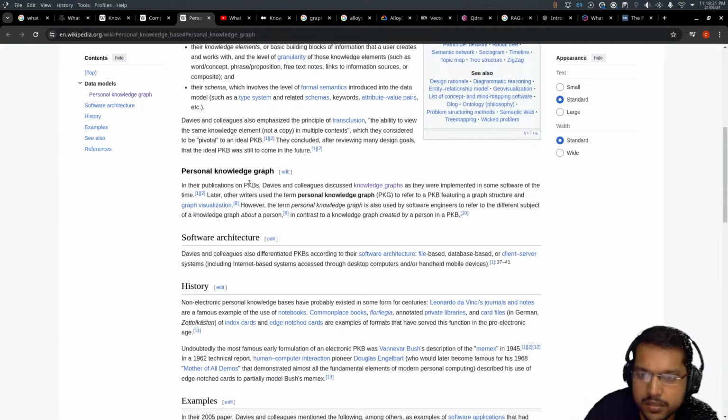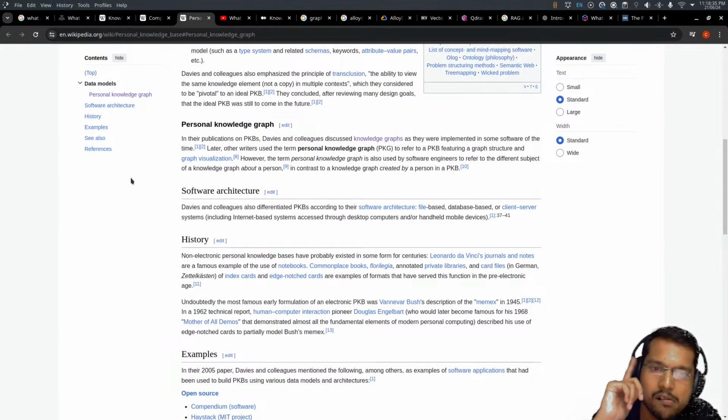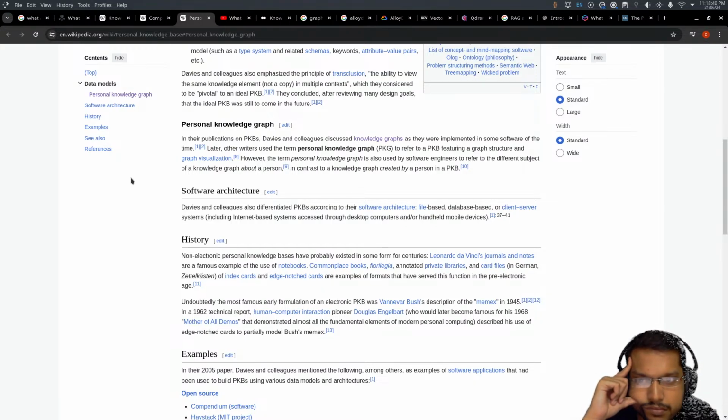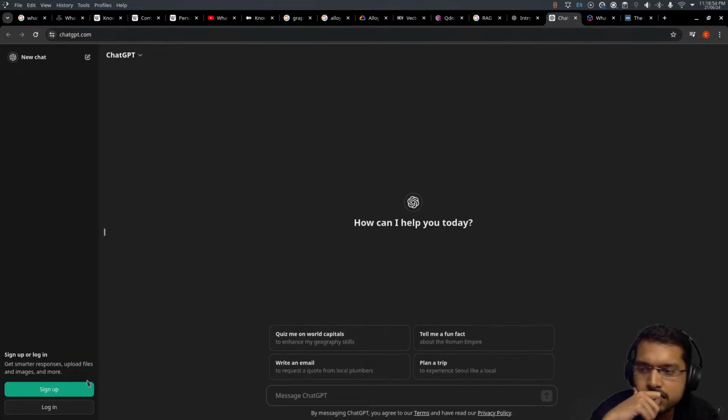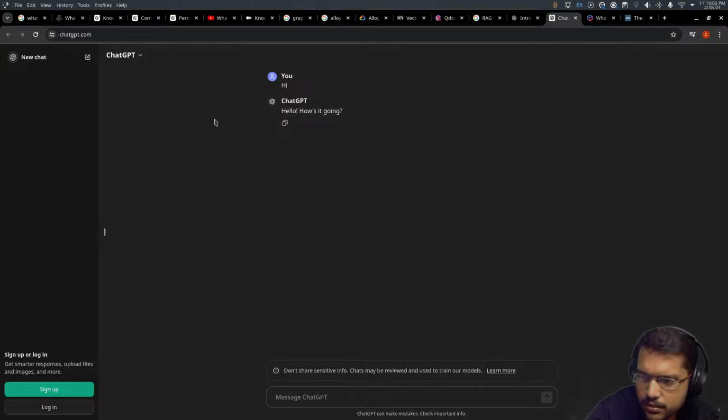Personal knowledge graphs. Yes, oh, that's right below. Wait, I can use this without signing in? Since when? Well, that's new. Pretty sure I haven't signed in. I know I messed up somewhere. KNOWL, KNOW, KNO.